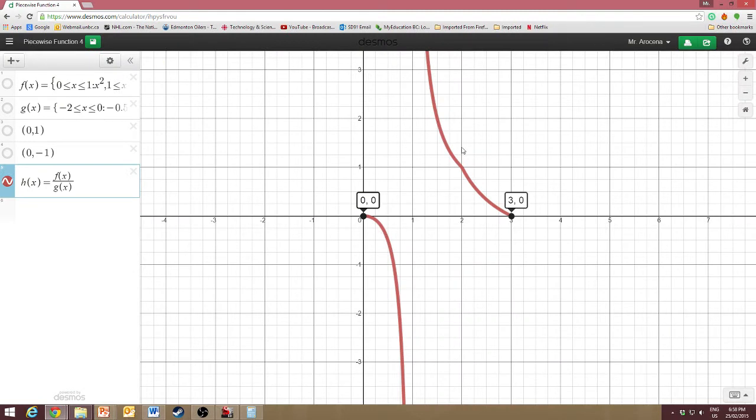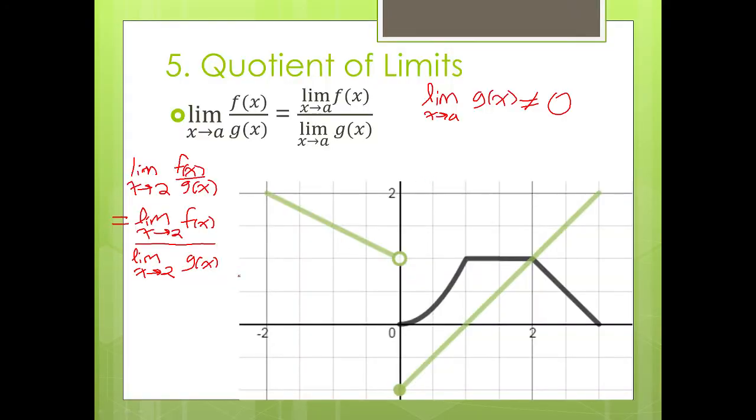On the actual graph of the division of the function, it looks like it's going towards 1. As x goes to 2, the function moves towards 1 on either side. And the rule should mimic that. So, as x goes to 2 for f of x, remember the black line is f of x, it's going towards 1. This will be 1, divided by, as g of x goes towards 2, it's also going towards 1. 1 divided by 1 is equal to 1.